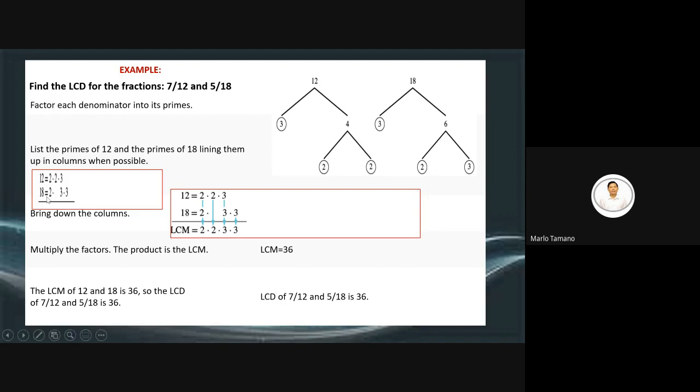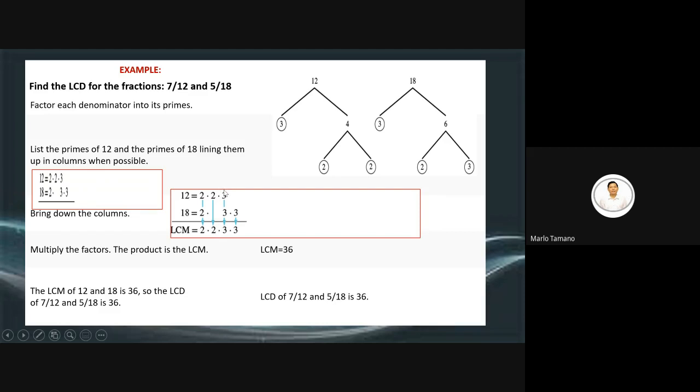So 18 is equal to 2 times 3 times 3. Then bring down the columns. Yan. Nandito na tayo sa gitna. So, get a pair of 2. Common po yung 2 sa dalawang numbers na 12 and 18. Kuha tayo ng isa. Parang sample lang po. Get 1. Walang kapartner yung 2 na isa. Okay lang po, i-bring down ninyo.